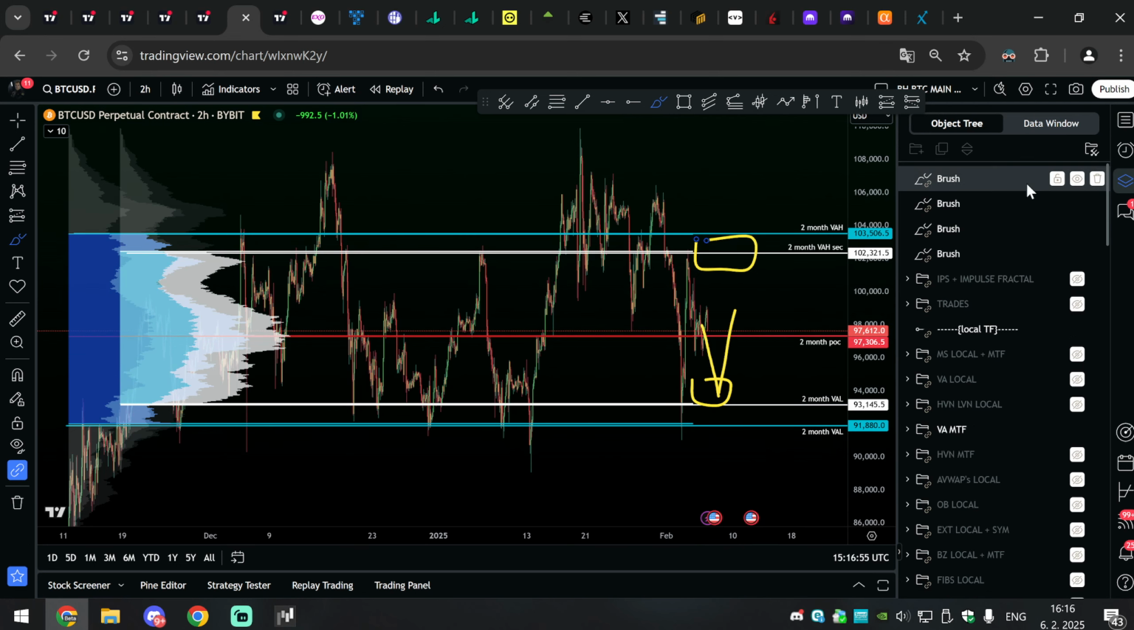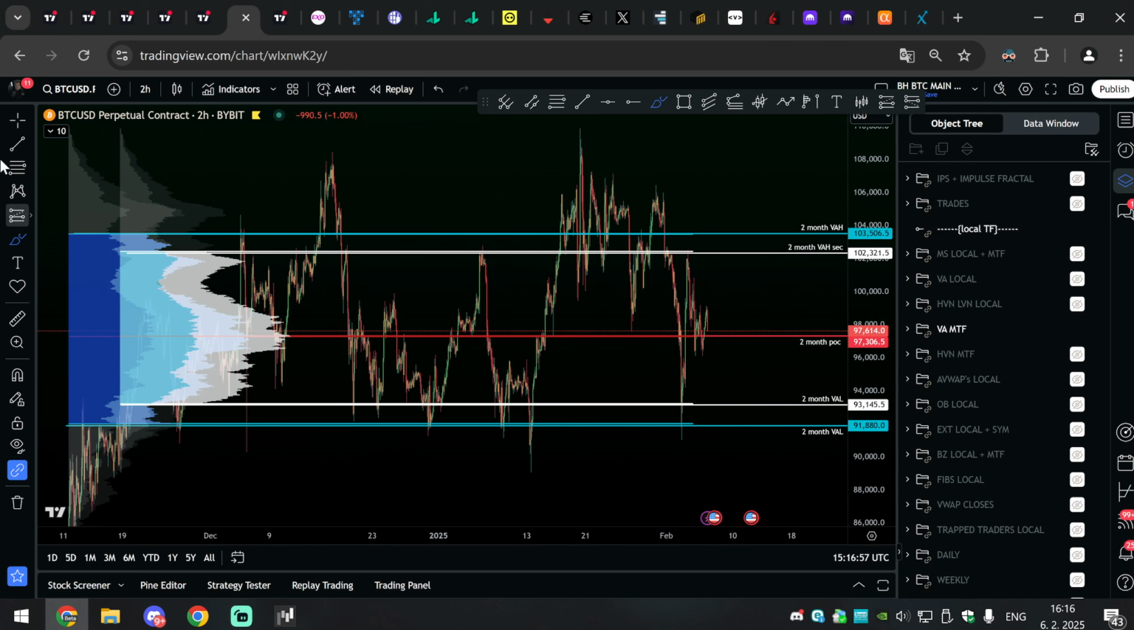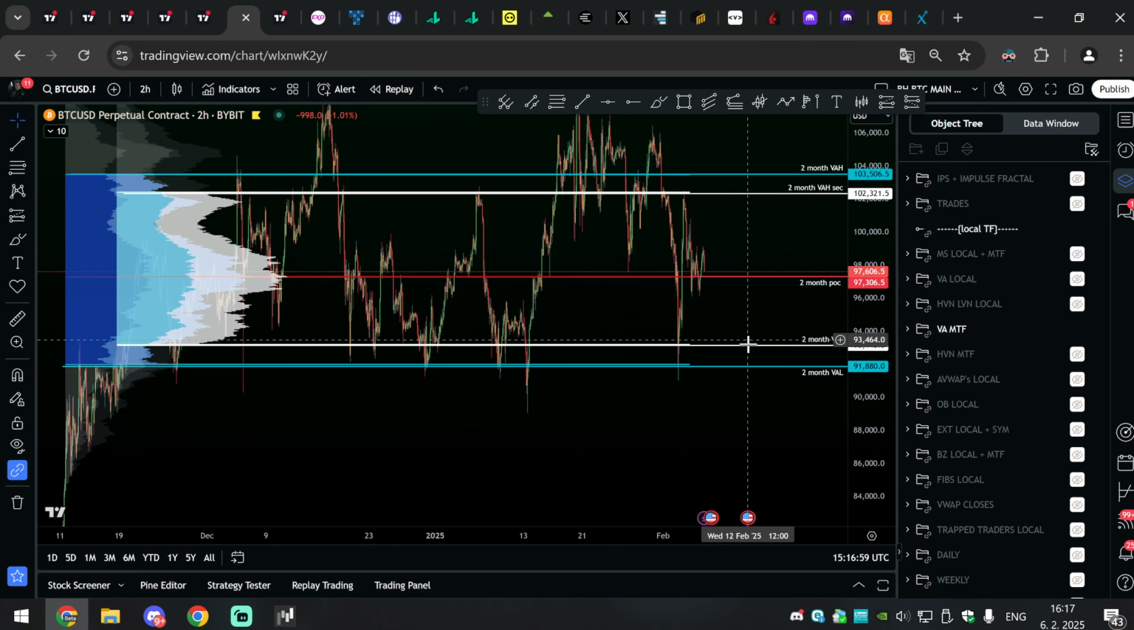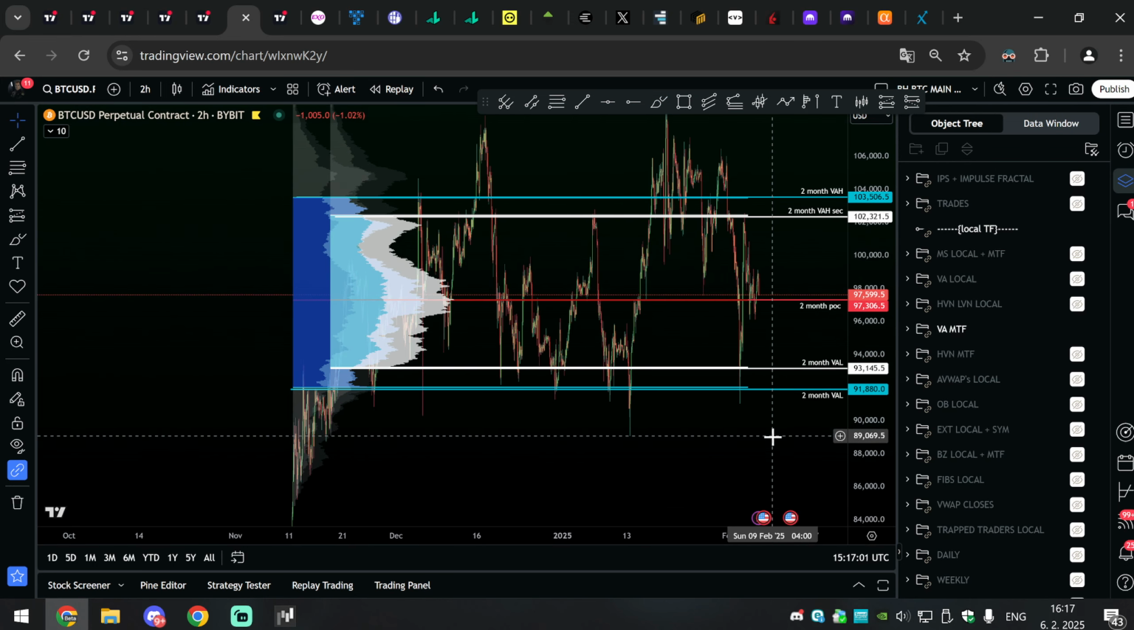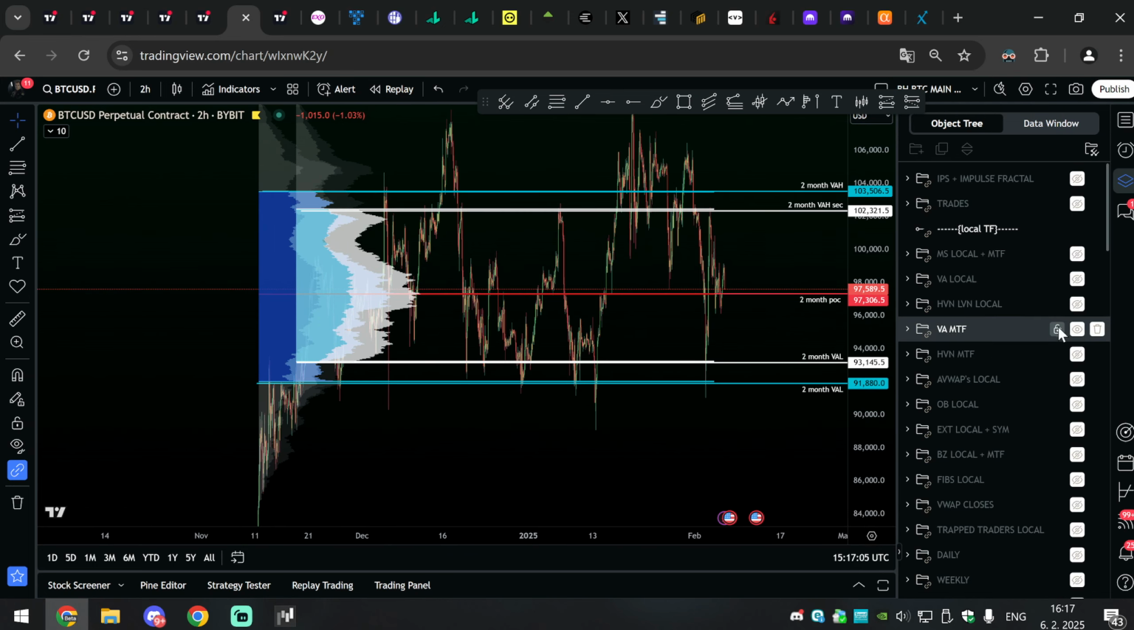So this is showing you patience now. You need to be really patient. If you like, you just need to be patient. You don't need to take every single trade.